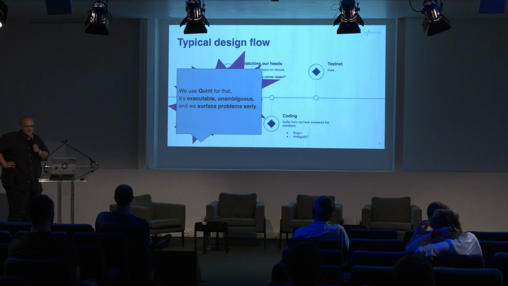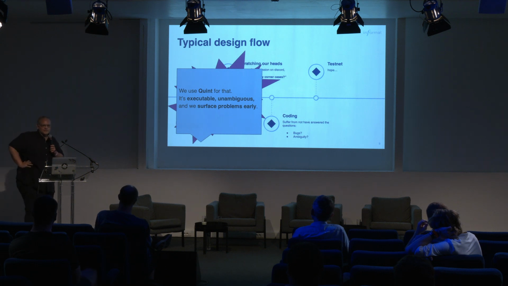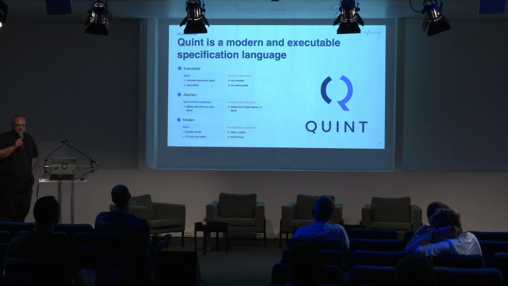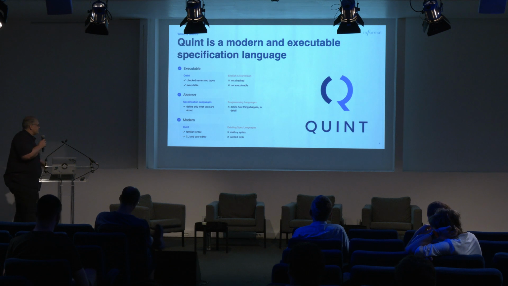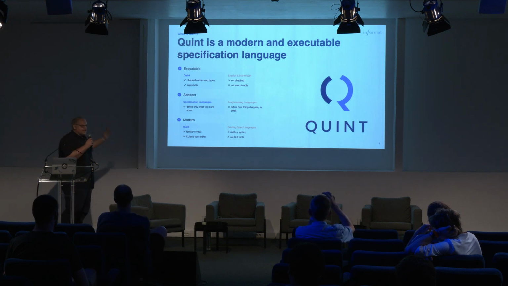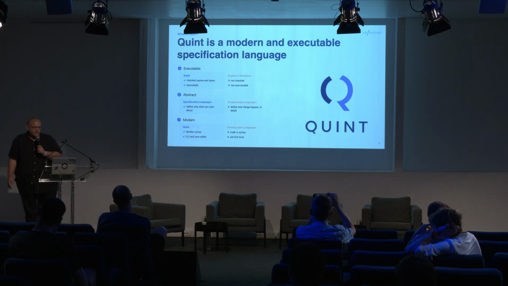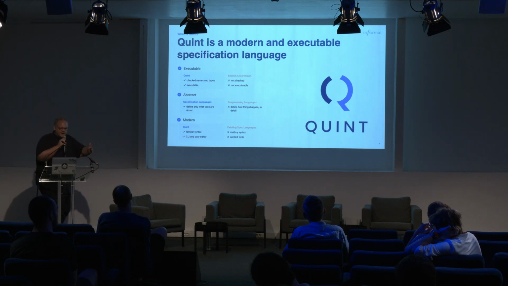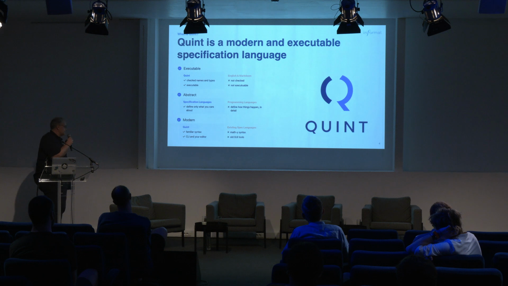And we use Quint for that. Quint is executable, it's unambiguous, and it surfaces problems early. So let's quickly step out and see what Quint is. Quint is a modern executable specification language that we have developed at Informal Systems. It's executable, compared to Markdown or English: you can type check and name check your specification, and you can execute it, as there is a simulator that lets you run your specifications. It's abstract in the sense that you decide the level of detail that you want, so you don't have to implement everything to start reasoning about the system. And it's modern: in contrast to specification languages developed in the past, which often had a very weird, math-like syntax, the syntax is familiar from modern languages, and the experience of writing in the editors is very smooth.